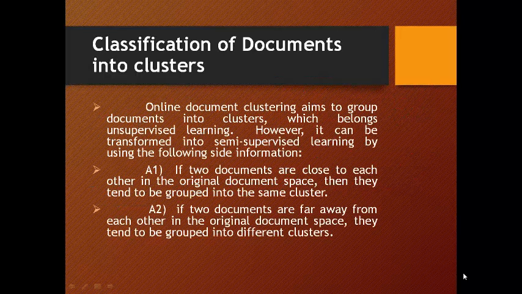Classification of documents into clusters. How do we do it? Online document clustering aims to group documents into clusters, which belongs to unsupervised learning. However, it can be transformed into semi-supervised learning by using the following side information. 1. If two documents are close to each other in the original document space, they tend to be grouped in the same cluster. 2. If two documents are far away from each other in the original document space, they tend to be grouped into different clusters.